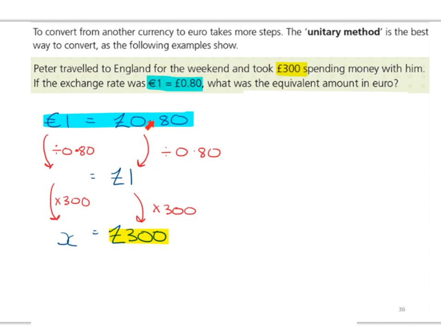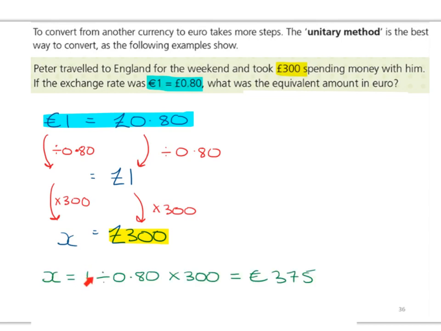So what we do to the right hand side, we must do to the left hand side, and that will give us X. That will give us the equivalent in euro. So we started with €1 on the left. We're going to divide by 0.80 and then multiply by 300, and that will give us X. That will give us the equivalent to £300.